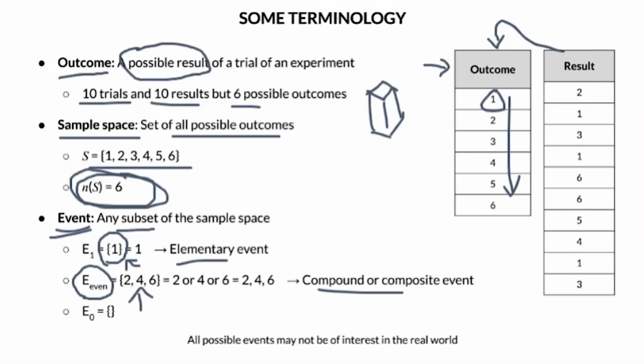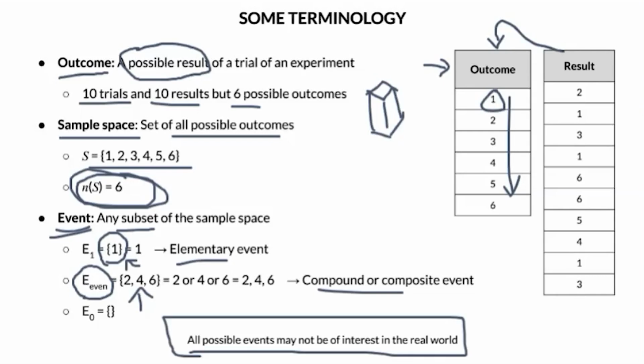Okay? Of course, all possible events may not be of interest in the real world. When you design your experiment and you collect data for that, and when you define the events, you need to look at events which are important to your problem statement, right? All the events may not be of interest.